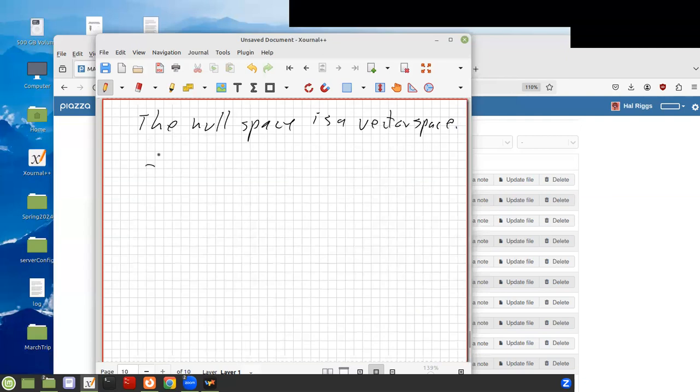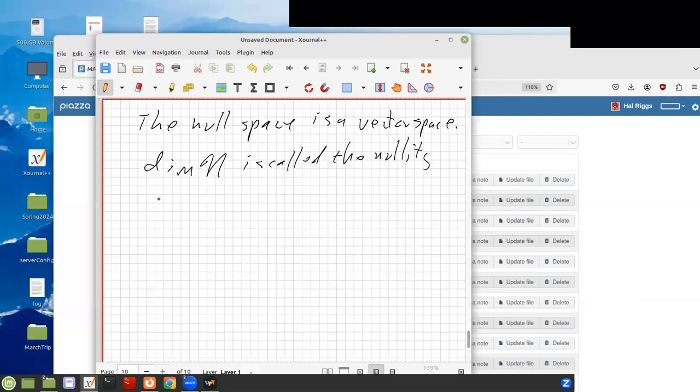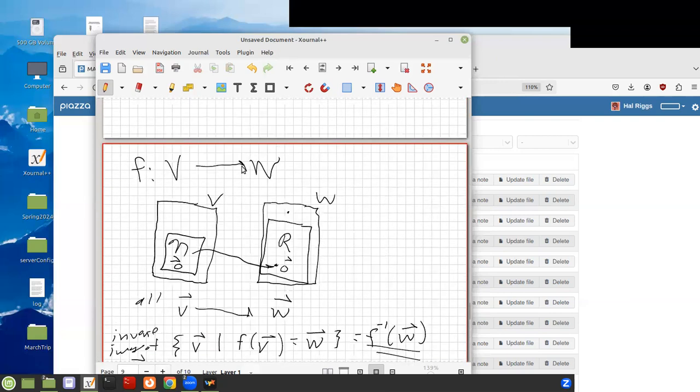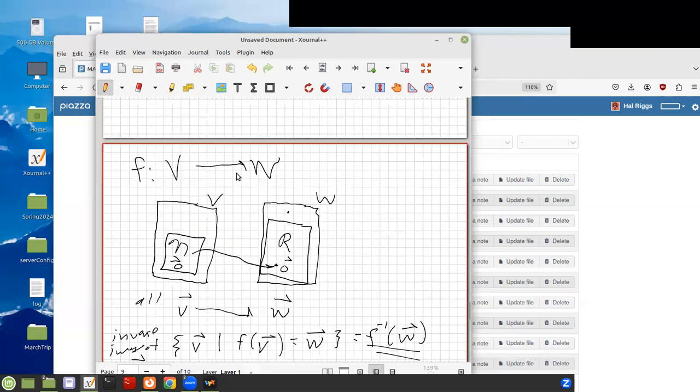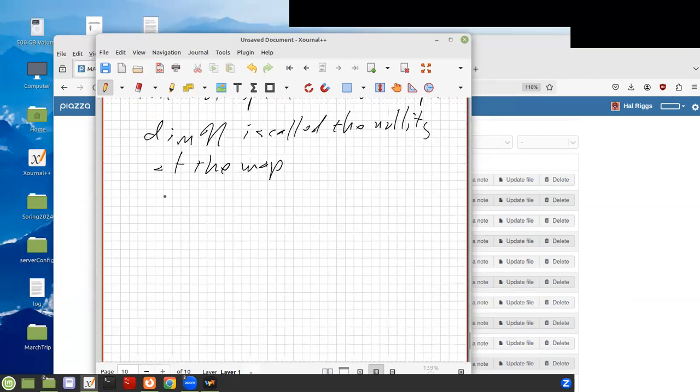Okay, the dimension of N is called the nullity of the map. So if we want to find the nullity, we have to find a basis for the null space. Well, let's look at our last map here. Let's see. Yes, I can write that down. Let me repeat the map here.